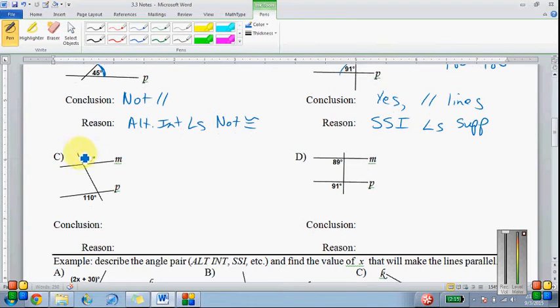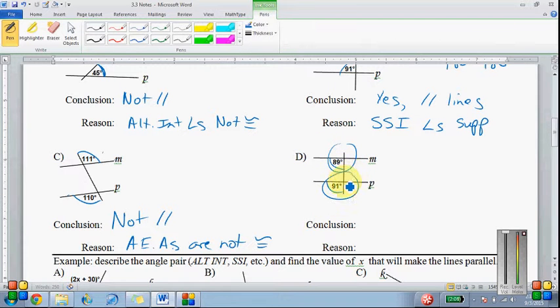Down here, we've got alternate exterior angles. They're on opposite sides of the transversal outside the two lines. They are not congruent, so these lines are not parallel because alternate exterior angles are not congruent. Here, I've got corresponding angles. These are both on the bottom left position here. Corresponding angles need to be congruent for parallel lines, so these are not parallel because our corresponding angles are not congruent.